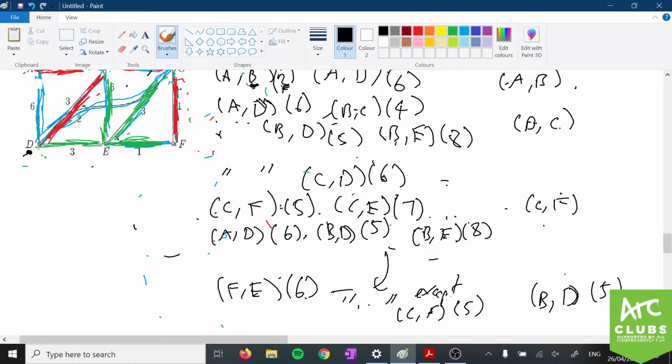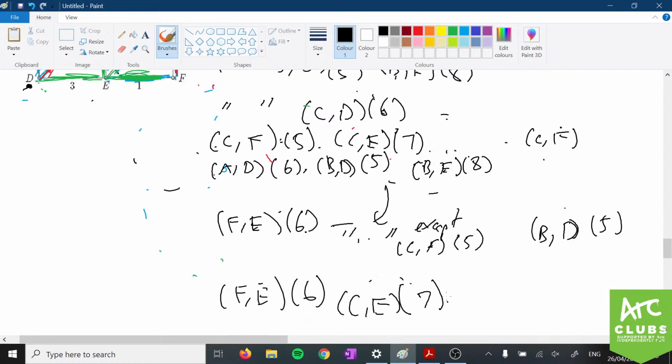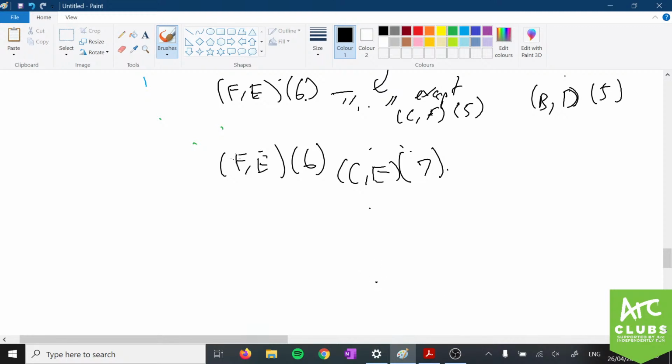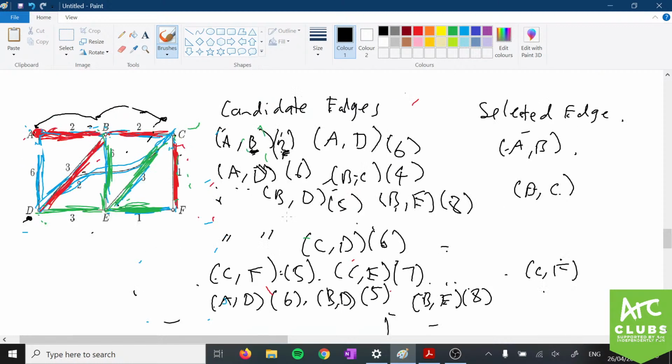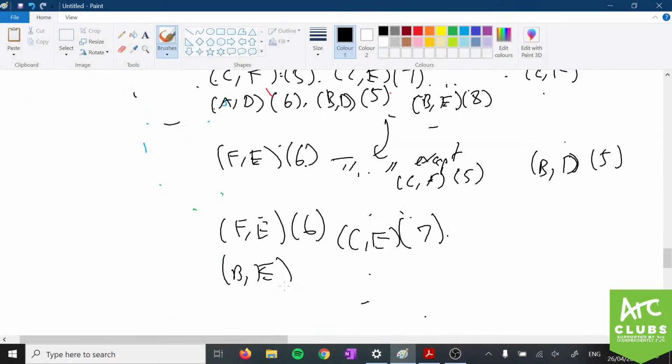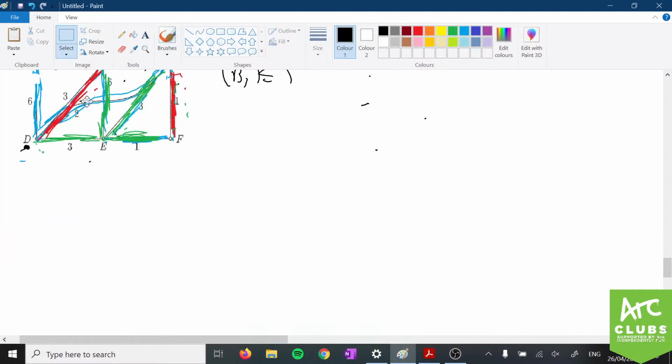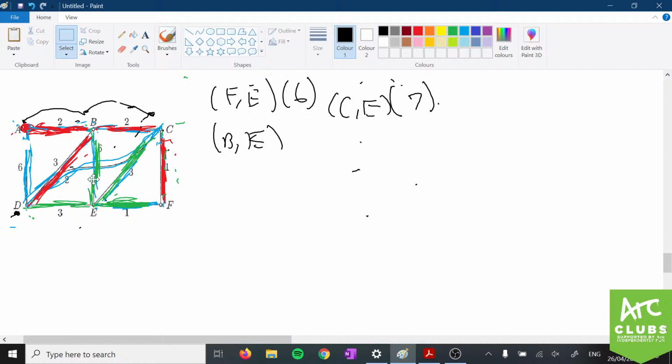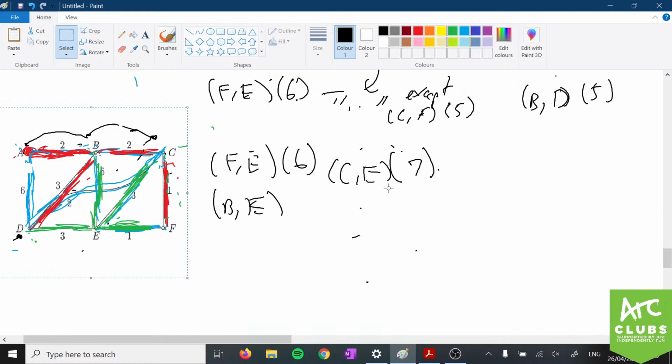And B to E. Let me just copy paste this. B to E's, what's that number there? 2 plus 6. If we go along the spanning tree first and then E, B to E. So 2 plus 6 is.